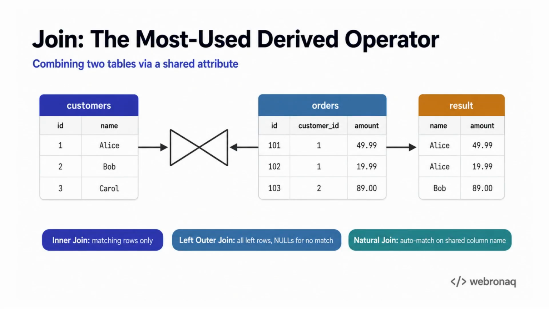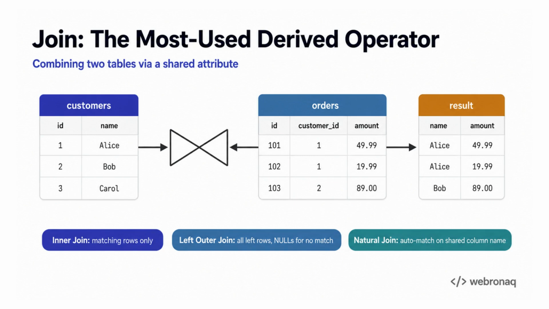Here is the interesting part. Join is not one of the 6 primitives. It is derived from Cartesian product followed by select, but it is so useful that it gets its own name and its own SQL keyword. The idea is simple. Given 2 tables that share a related attribute, join finds the rows that match and merges them into one combined row.